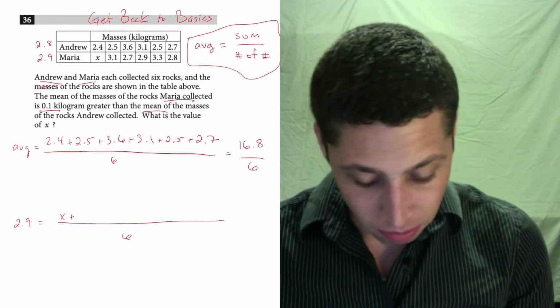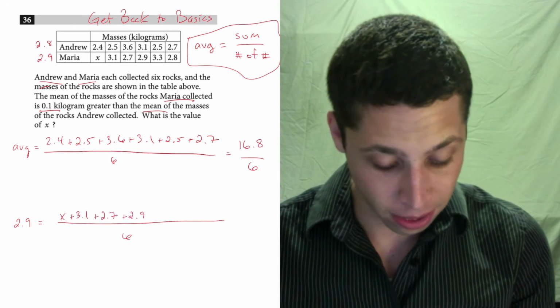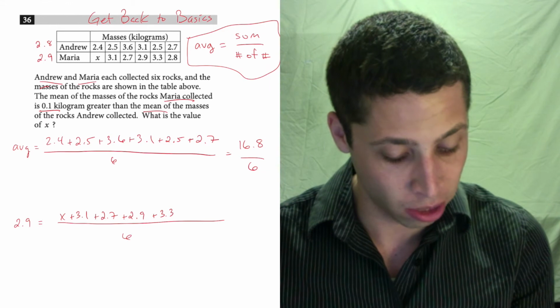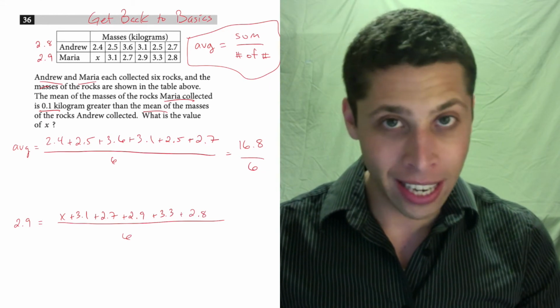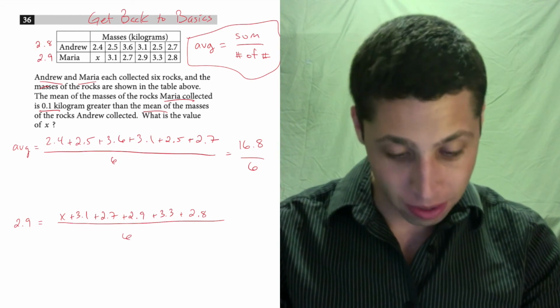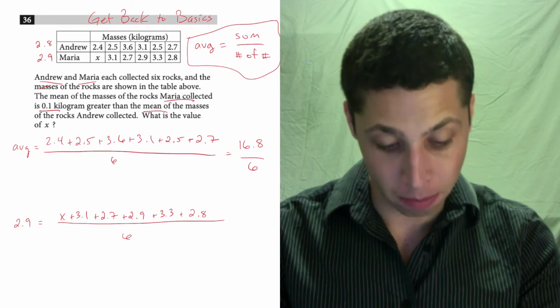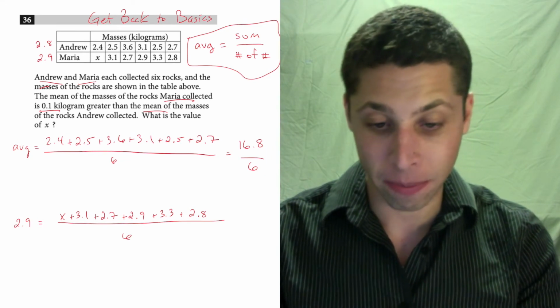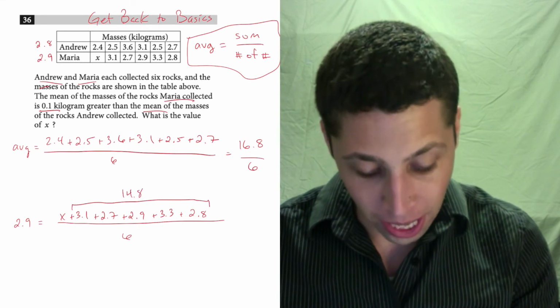And we can just keep the sum the same way. I mean, yeah, there's an x this time, but the process hasn't changed. We're supposed to add up everything in that list. And so I can't add up everything because the x is unknown. But I could add up what's there, 3.1 plus 2.7 plus 2.9 plus 3.3 plus 2.8. All of this is 14.8.